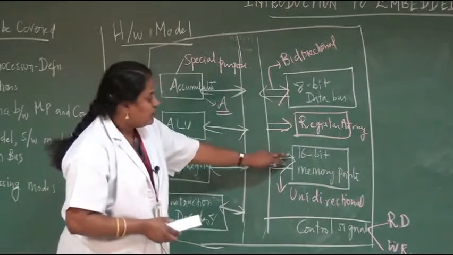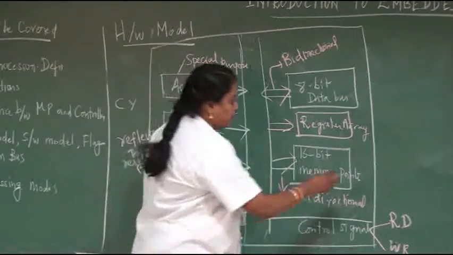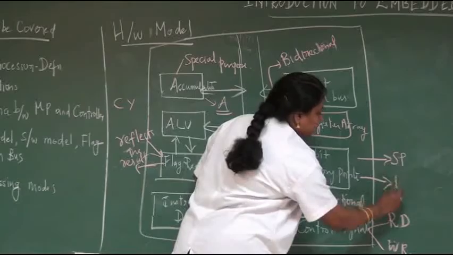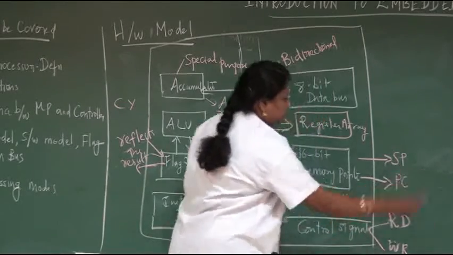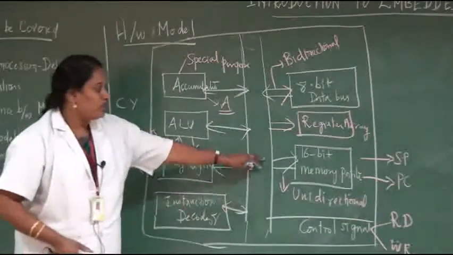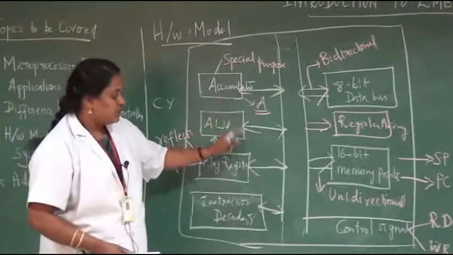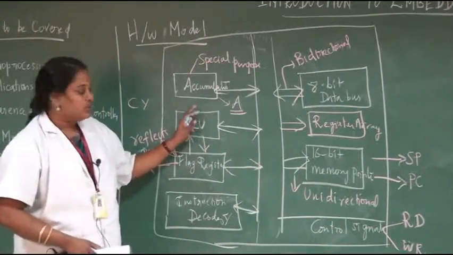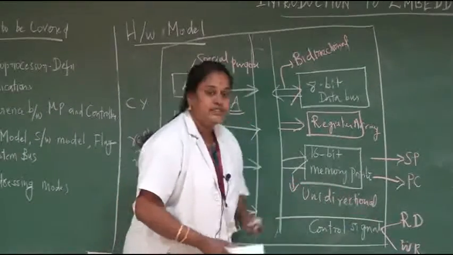And we have a 16-bit memory pointer, stack pointer, and program counter, which are going to support the operation of the processor. And we have control signals to control the operation of ALU. The control signals are read and write signals.